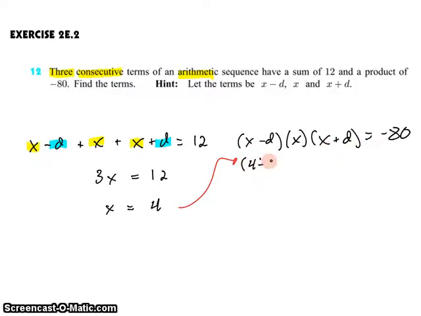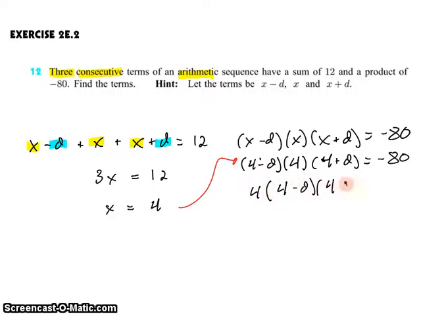I can take that result and supply it into my other known. So then 4 take d times 4 times 4 plus d is equal to negative 80. I'm going to rearrange this a little bit. I'm going to take the 4 out in front because you can do multiplication in any order. And I'll have 4 times 4 take d times 4 plus d is equal to negative 80. That's going to allow me to divide by 4. Negative 80 divided by 4 is negative 20.